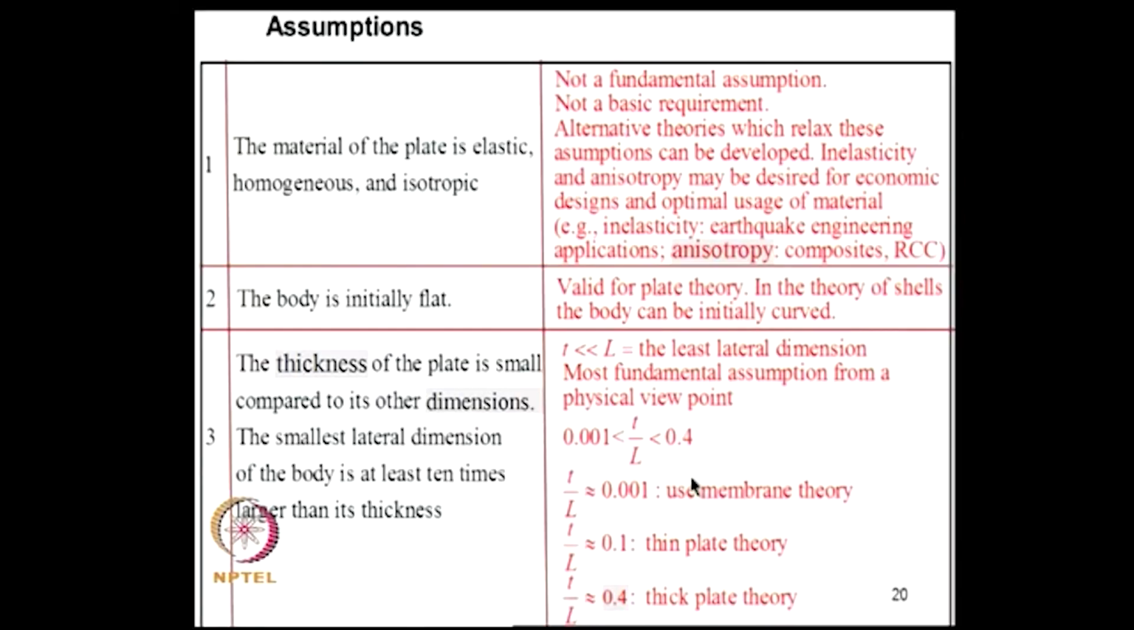The first is that the material of the plate is elastic, homogeneous and isotropic. The body is initially flat, that is the next assumption. The thickness of the plate is small compared to its other dimensions. The smallest lateral dimension of the body is at least 10 times larger than the thickness.